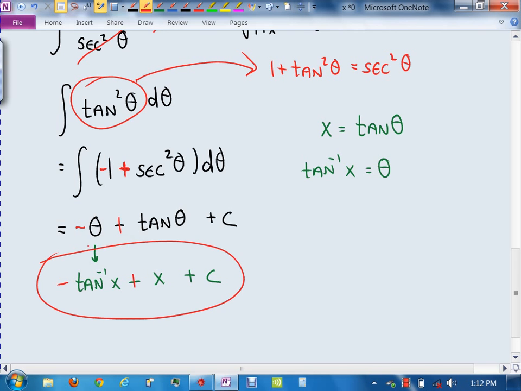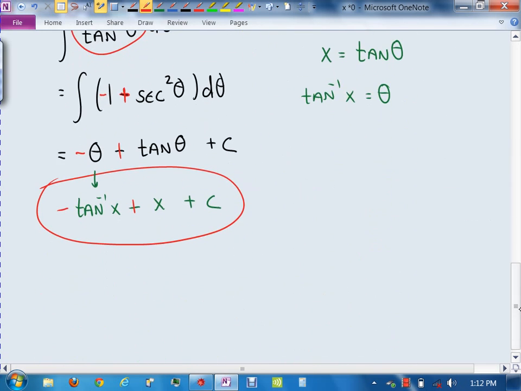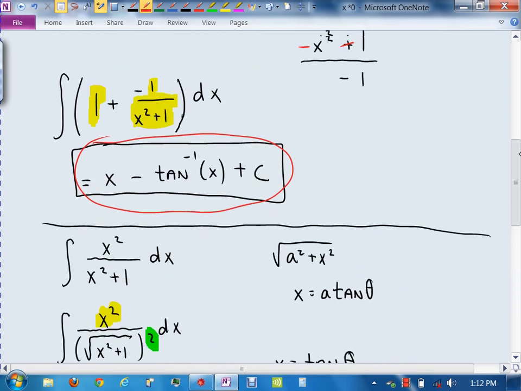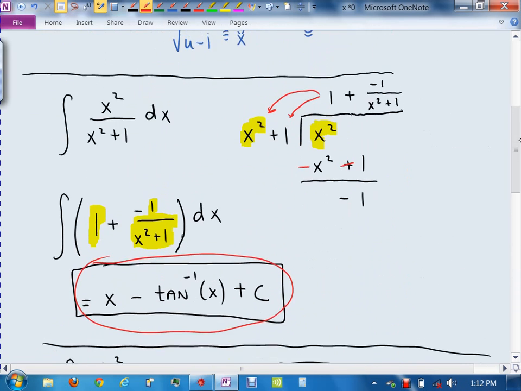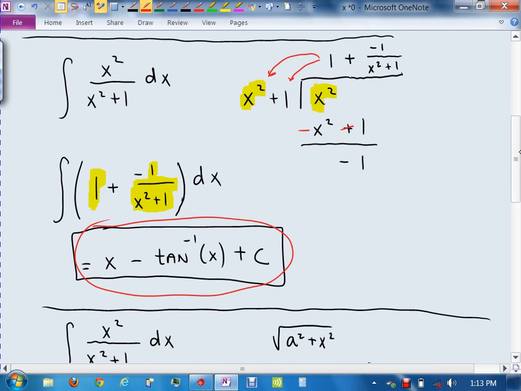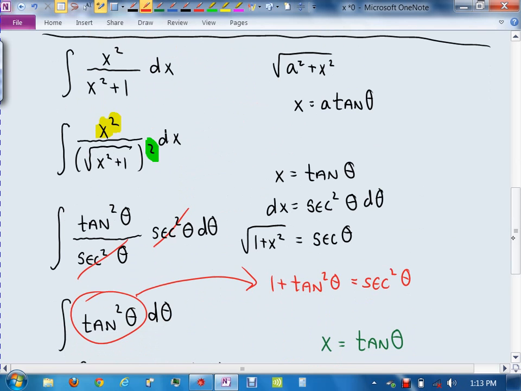And doesn't this answer match the one we did before? Right there, it matches this: x minus arctangent x, right? So I've shown you two different approaches to this, right? Which one do you think is cleaner? That one? The long division, right? That was super clean, because as soon as I did the long division, I could go straight to integration. I didn't have to do a substitution. This one, although it worked, required more work, right?